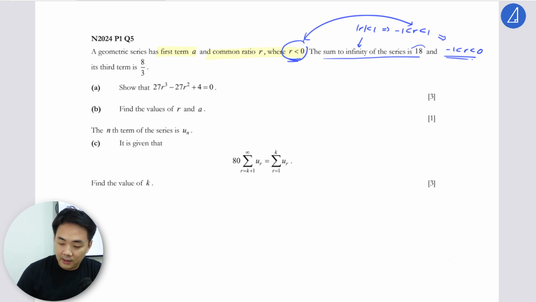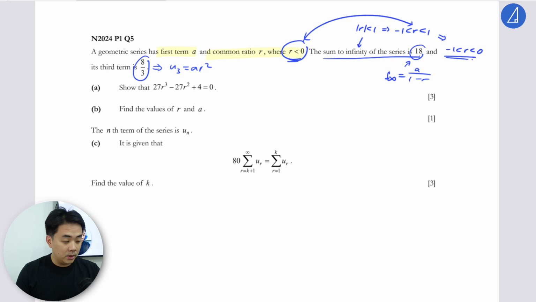The sum to infinity is 18, and its third term is 8 over 3. So you can see that actually it's not too bad. The way they phrase the question is still quite manageable. The third term is U3, which is AR squared. So we're just going to proceed to do that. Sum to infinity is 18, so 18 is equal to A over 1 minus R. Then U3, which is 8 over 3, is A R squared.